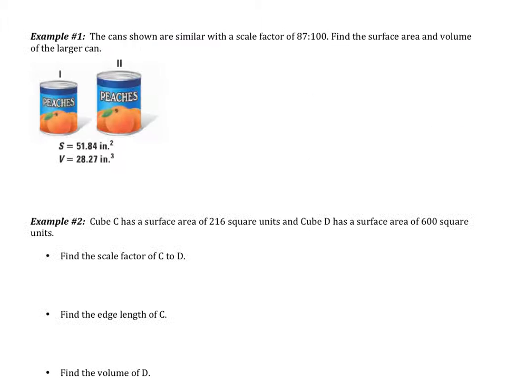All right, page 28. So we're going to take this idea and apply it. The cans shown are similar with a scale factor of 87 to 100. Find the surface area and the volume of the larger can. First thing, anytime they give you a scale factor, if you can simplify it, simplify it. So can 87 over 100 be simplified? The only reason is it makes it easier when cross multiplying.